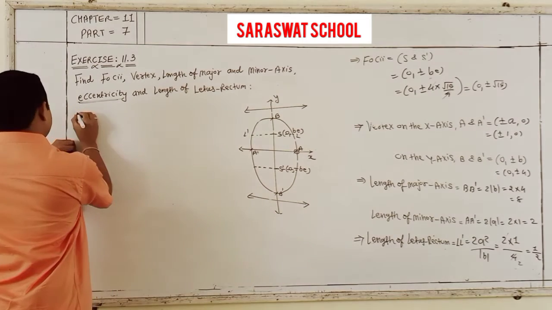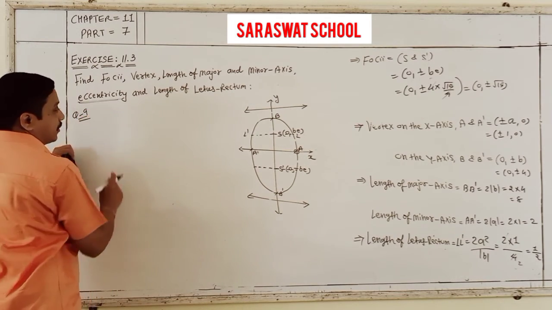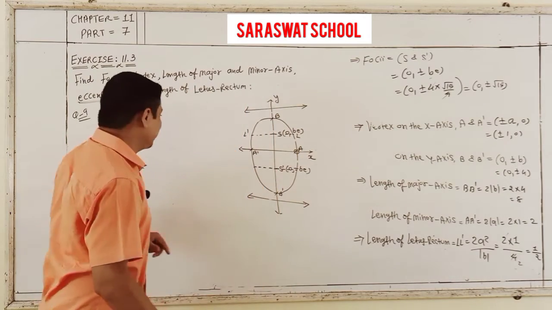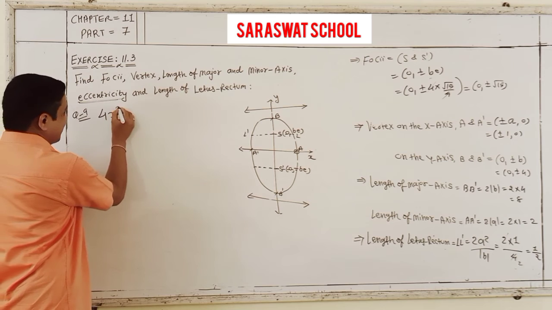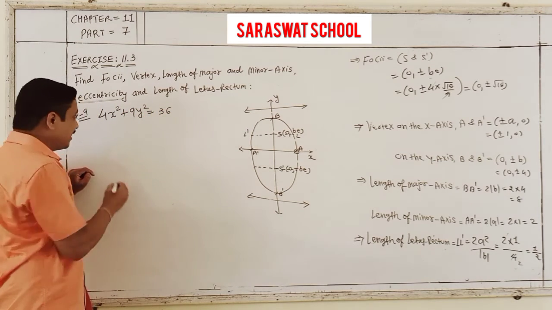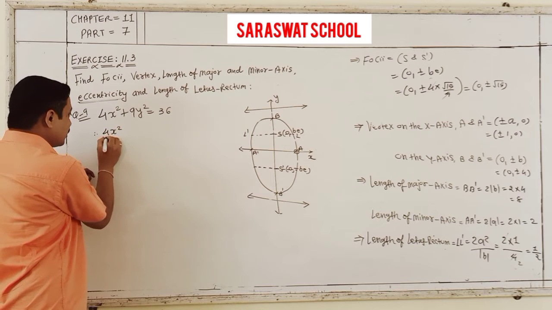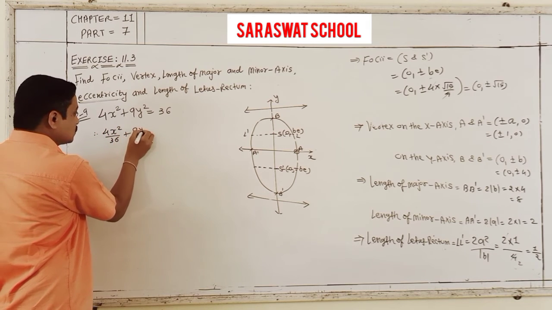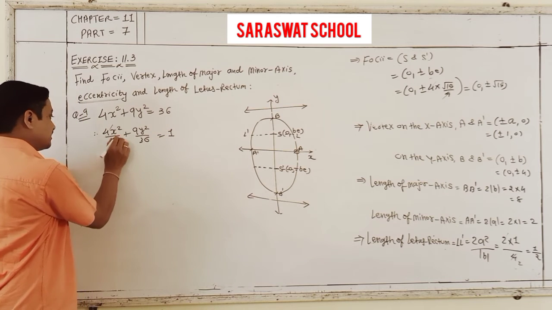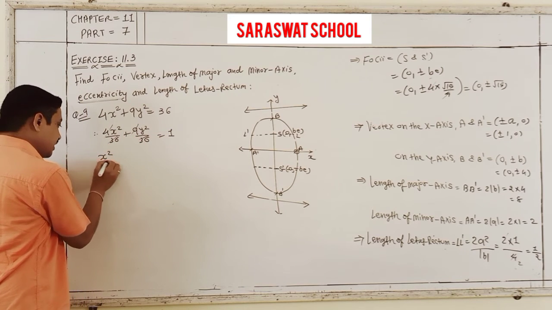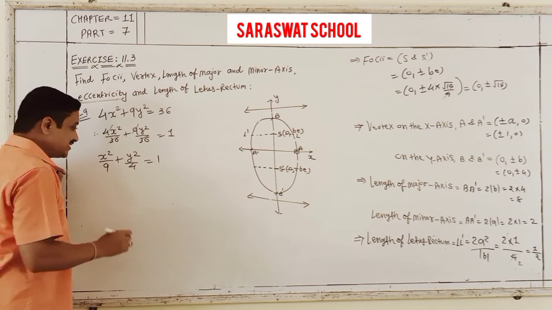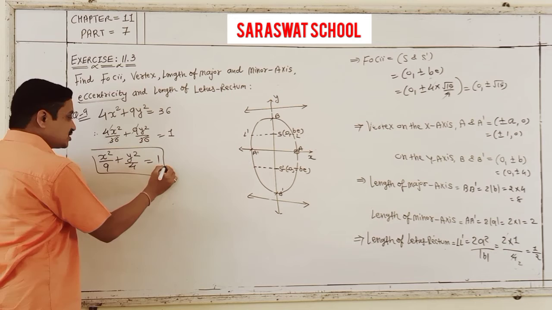So in question 9, our equation is 4x square plus 9y square is equal to 36. Divide by 36 here: 4x square by 36, 9y square by 36. So that cancels: x square by 9 plus y square by 4 equals 1. And that is your standard equation.